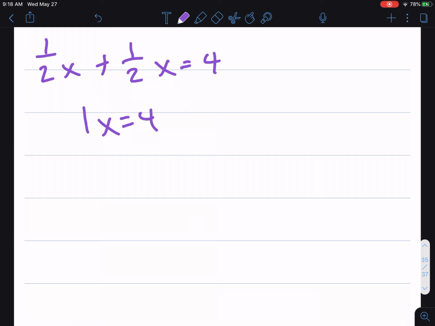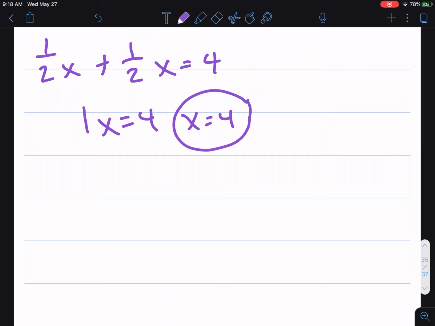Okay, so row 4, we're going to do the first one. 1/2 x plus 1/2 x equals 4. Okay, 1/2 plus 1/2 I know is 1. So 1/2 plus 1/2 is 1x equals 4. Hey, 1x equals 4 is the same thing as x equals 4. And that is your answer. That was an easy one.